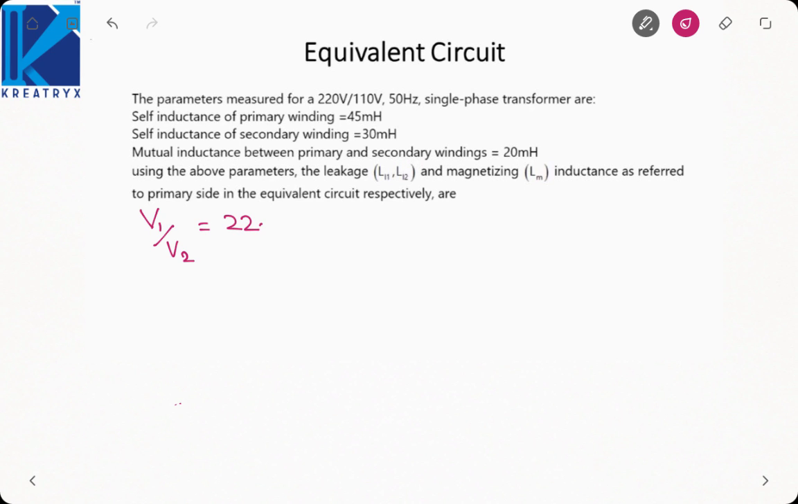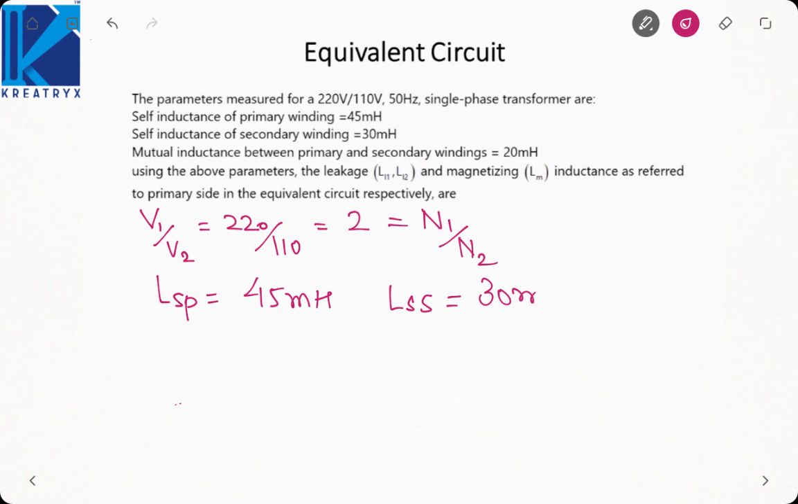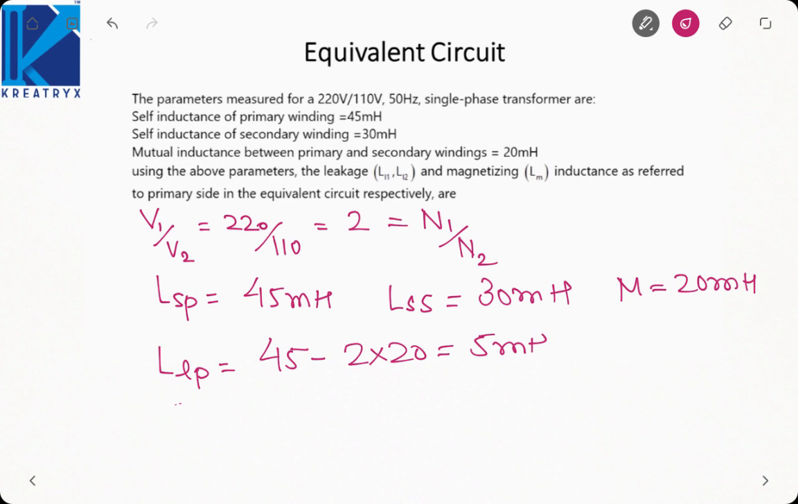V1 by V2 is 220 by 110, which is 2, which is also equal to N1 by N2 because it is single phase. Now self-inductance of primary winding is 45 millihenry. Then self-inductance of secondary is 30 millihenry. Then mutual is 20 millihenry. What about leakage inductance of primary? Self-inductance minus N1 by N2 into M, that is 2 into M, which is 5 millihenry.